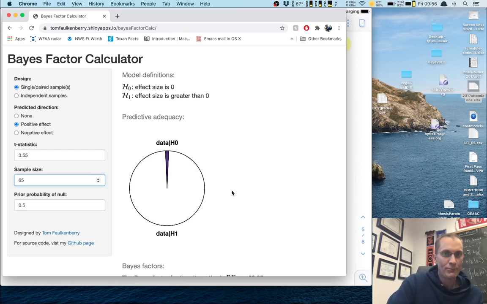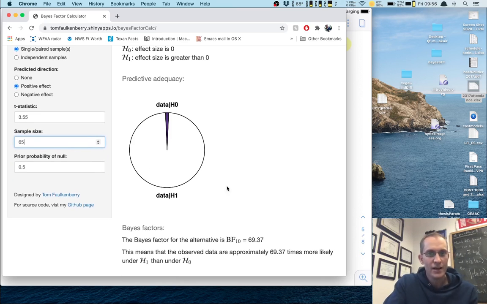This is a graph of my predictive adequacy. This tells me that my data are much more likely under the alternative than they are under the null. Exactly how much? Well, just scroll down here and you'll see there's an output that tells you exactly how much. The Bayes factor for the alternative is BF10 equals 69.37. And under that, I put an interpretation. This means that the observed data are approximately 69.37 times more likely under H1 than under H0.